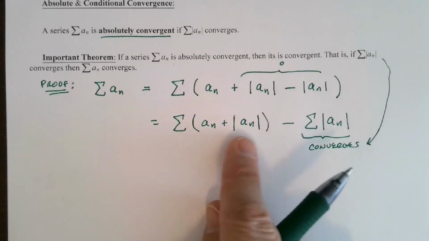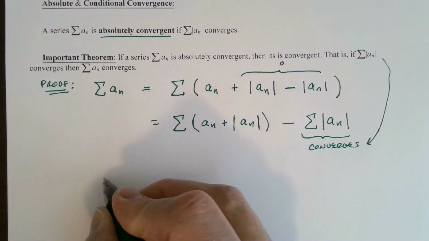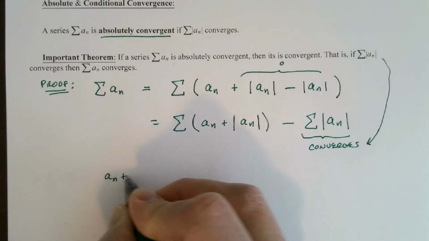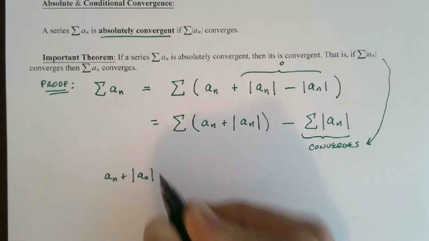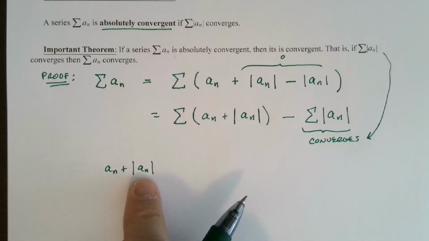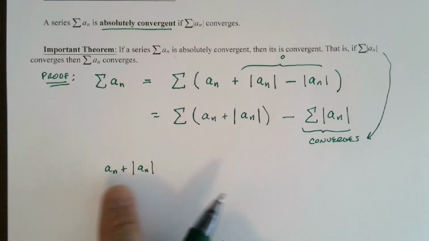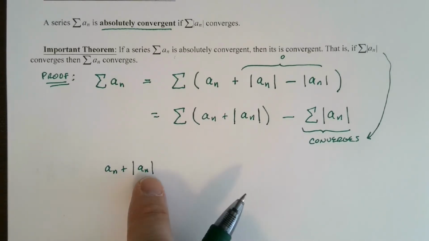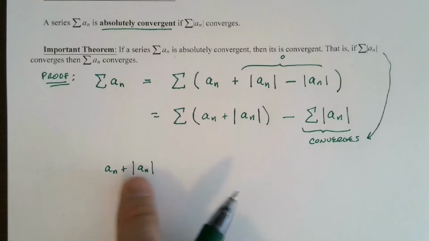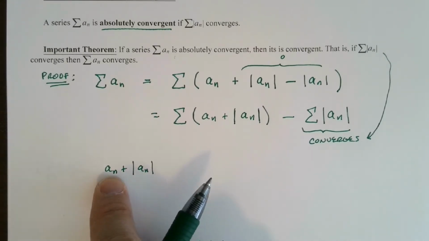Look at the terms here: a sub n plus the absolute value of a sub n. Think about what this expression could be equal to. The first term would be a sub 1 plus the absolute value of a sub 1. The next term, a sub 2 plus the absolute value of a sub 2, and so on. Those are the terms that we're adding up. But think about it: if a sub n is negative, let's just make it up, let's say it's negative 1/3 again.